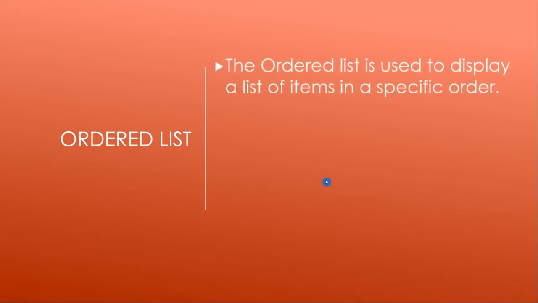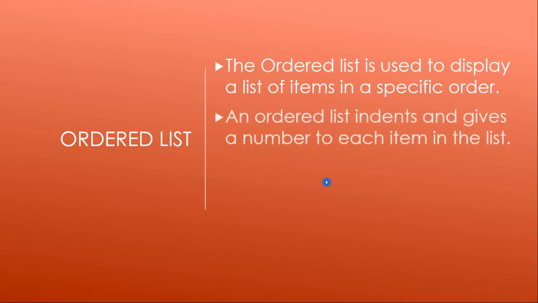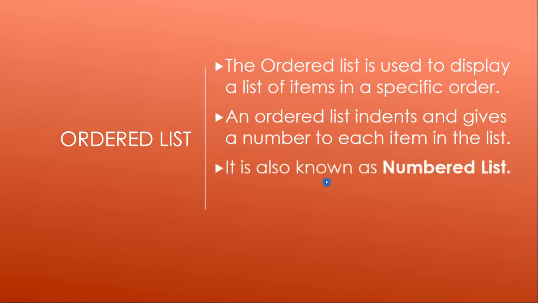Next we are going to see about ordered list. Ordered list is nothing but, as I said earlier, that items should be in a specific order. You are not supposed to change the order. An ordered list indents and gives a number to each item in the list, as unordered list has bullets for that. Here ordered list has numbers for each list item, so it is also called a numbered list. So that is the difference between ordered list and unordered list.